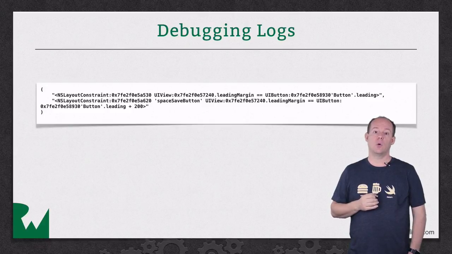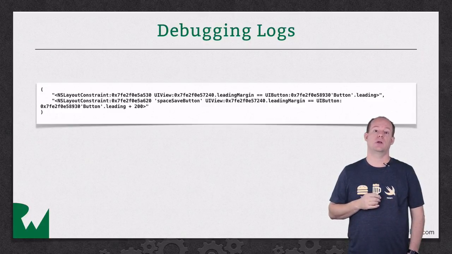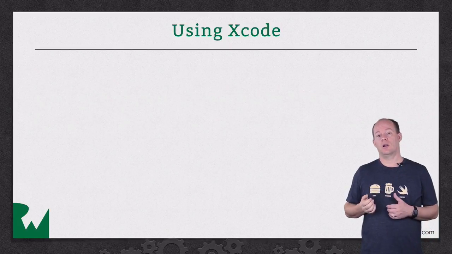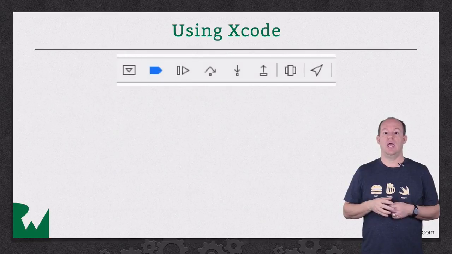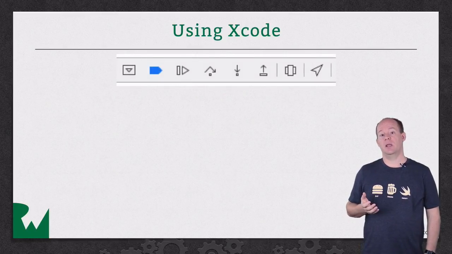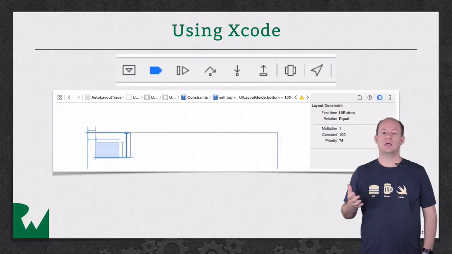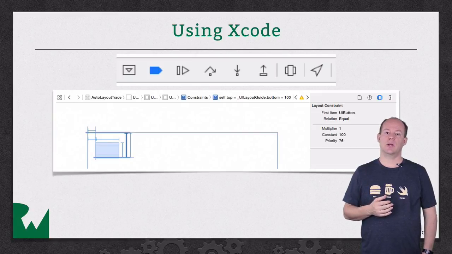Each line in this log will represent one constraint, so even if you've created several constraints with the visual format language, you'll see one line per constraint here. A more visual tool for understanding where views are and what constraints are defined is the Debug View Hierarchy button. At runtime, Xcode displays this button, and when you click on it, it shows a snapshot of the current view. You can then click on each view in the hierarchy and get information about its constraints in the size inspector, or click on the constraints themselves and get information in the object inspector.